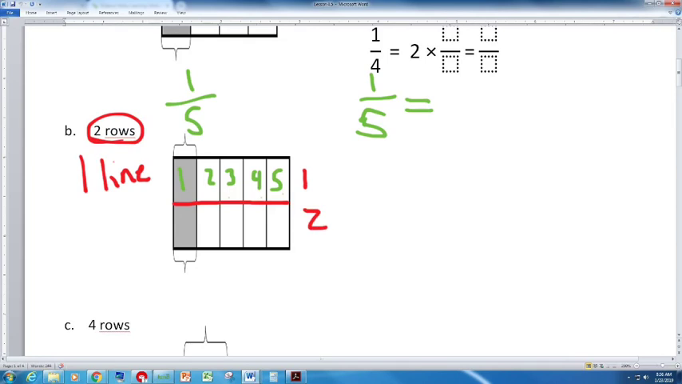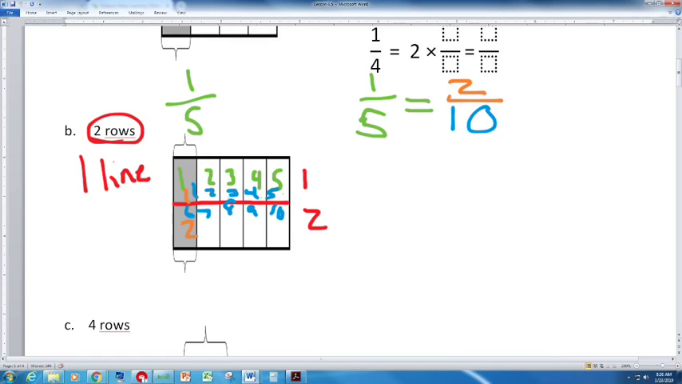Now how many do we have shaded in? We have 1, 2 shaded in. So that equals 2 over. How many total boxes do we have? We have 1, 2, 3, 4, 5, 6, 7, 8, 9, 10. Out of 10. So 2 out of 10. So 1/5 equals 2/10.